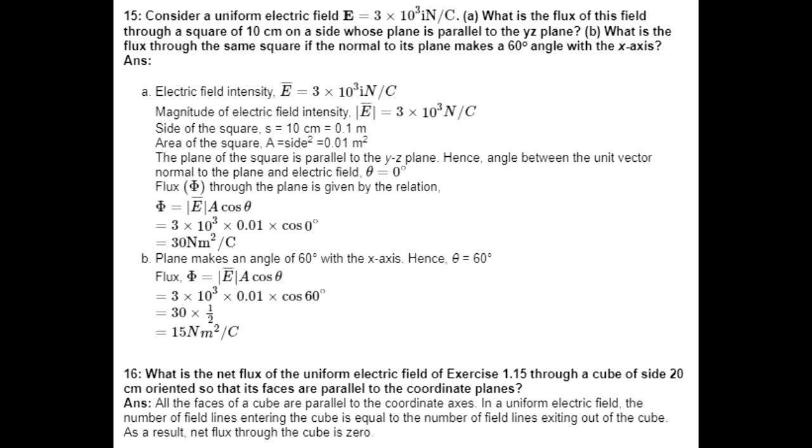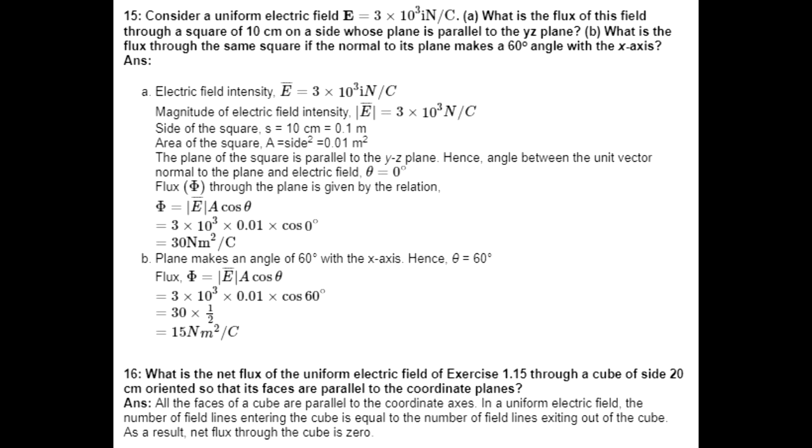Next question is question 15. Consider a uniform electric field of 3 × 10^3 i cap Newton per Coulomb, acting along the positive x direction. What is the flux of this field through a square of side 10 cm whose plane is parallel to the yz plane? What is the flux through the same surface if the normal to its plane makes a 60-degree angle with the x-axis?